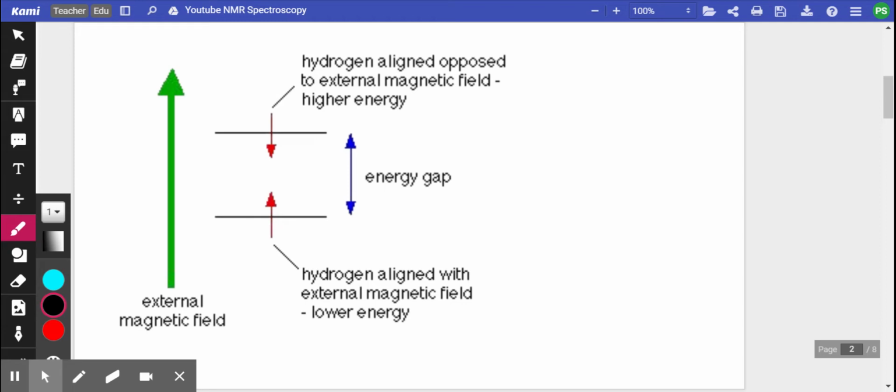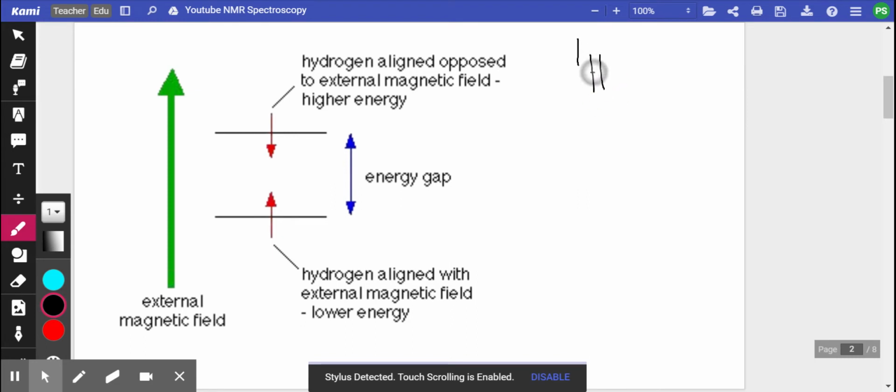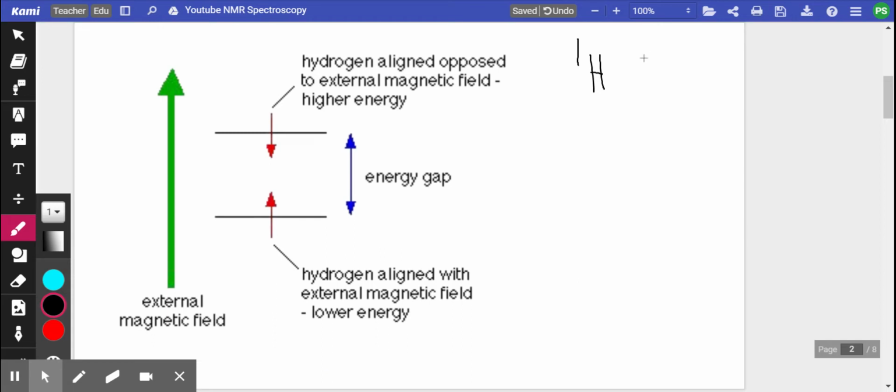NMR is taking advantage of the fact that some atoms have an uneven number of nucleons. Nucleons are the protons and the neutrons in the nucleus. So hydrogen 1 only has one proton, so it's an uneven number. Carbon 13, which is an isotope of carbon, has an uneven number as well. So atoms that have an uneven number of nucleons generate their own small magnetic field. So you can consider them as tiny magnets.